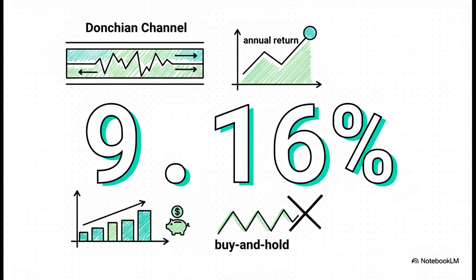A backtest showed an annual return of 9.16%. That's basically the same as buy and hold, which is great. But here's the kicker. It did it with much smaller drawdowns. That means less gut-wrenching volatility along the way, which is a huge win.